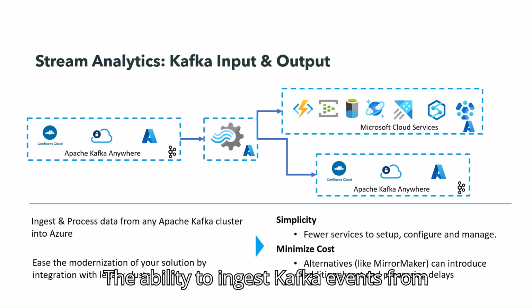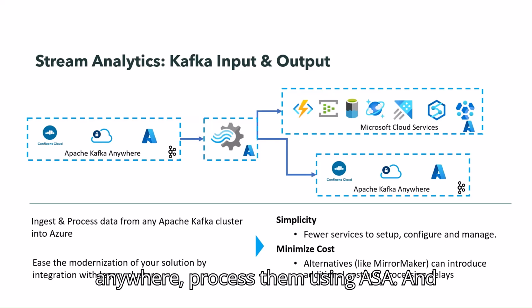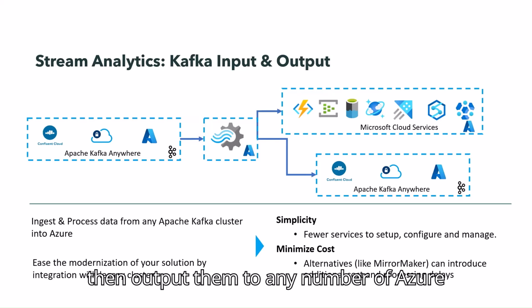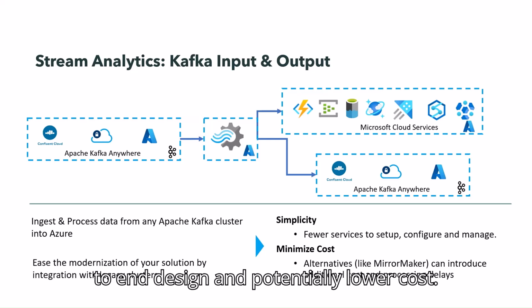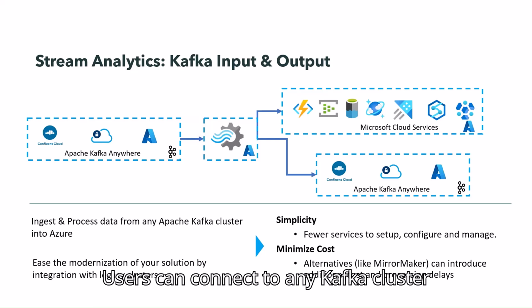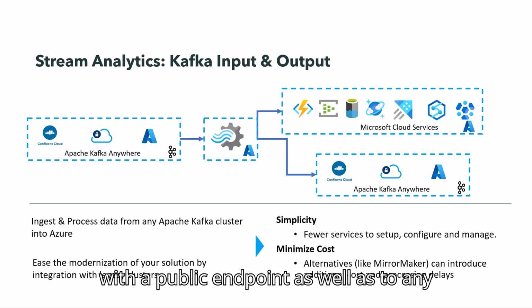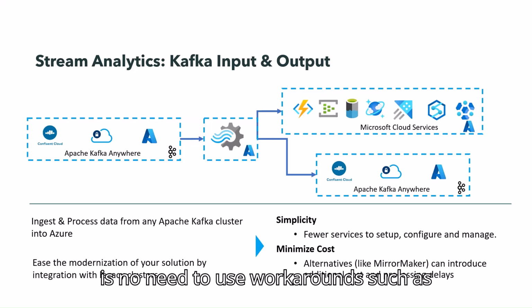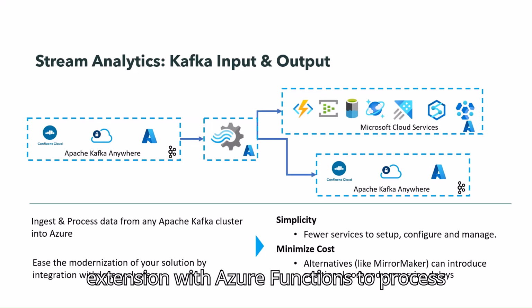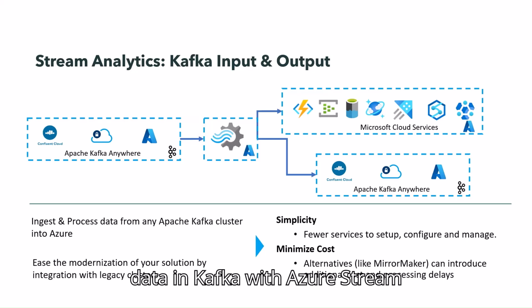The ability to ingest Kafka events from anywhere, process them using ASA, and then output them to any number of Azure services as well as to Kafka cluster anywhere has immense benefit to our customers. It results in a simpler end-to-end design and potentially lower cost. Users can connect to any Kafka cluster with a public endpoint as well as to any cluster inside a VNet. Now there is no need to use workarounds such as Mirror Maker with Event Hubs or Kafka extension with Azure Functions to process data in Kafka with Azure Stream Analytics.